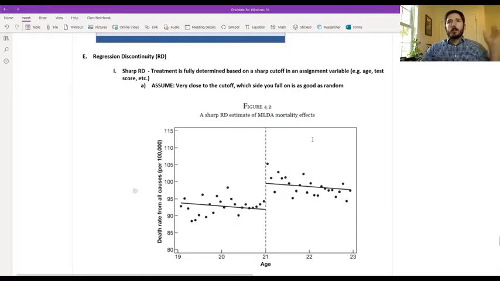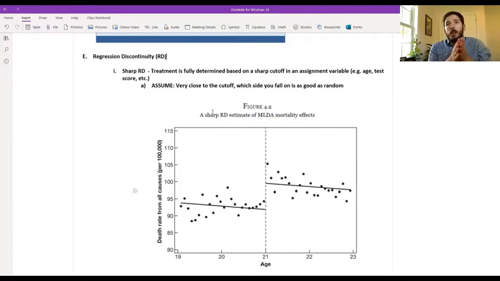Okay, so one last empirical strategy that I wanted to touch on briefly is this idea of a regression discontinuity. There's a couple different types. The simplest version is a sharp regression discontinuity. The basic idea here is you have a treatment that is fully determined by some sharp cutoff in an assignment variable. Think of something like a test to get into the Army, and there's a sharp cutoff in whether you're accepted or not, right?